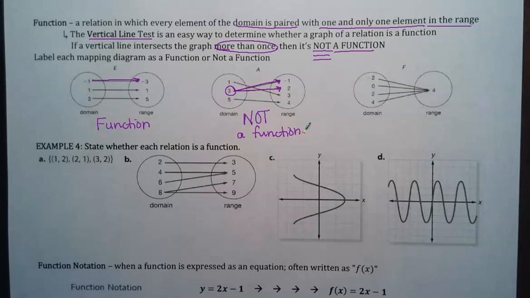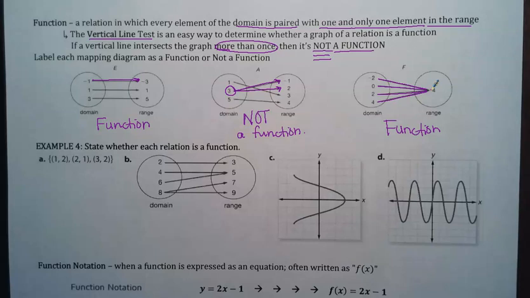And this set, F, looks complicated. But if we look, 2 is paired with one number. 0 is paired with one number. 2 is paired with one number. 4 is paired with only one number. So this one looks misleading, but it is a function because each domain is paired with only one range. They all share the same range, but that is okay.